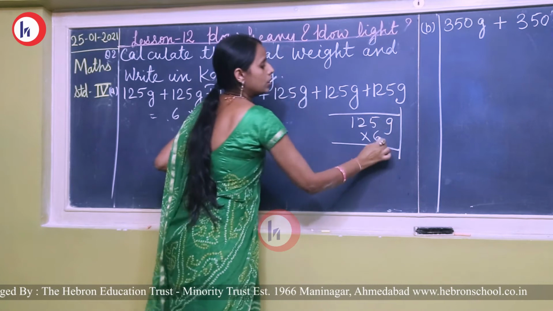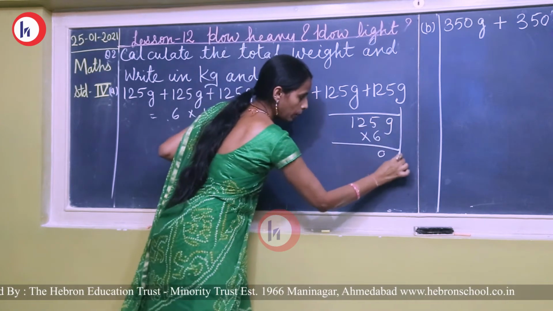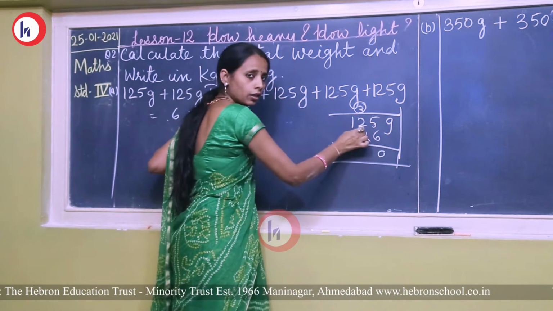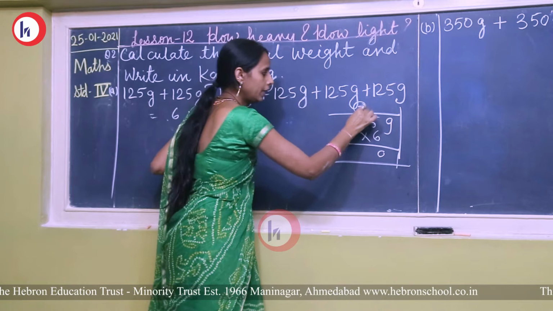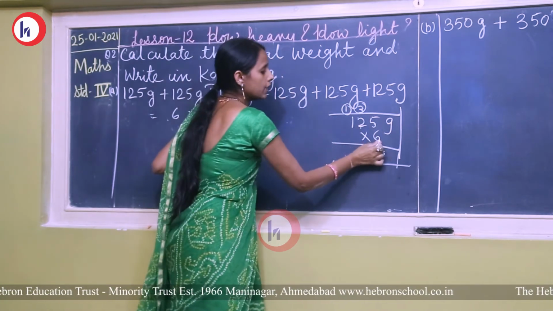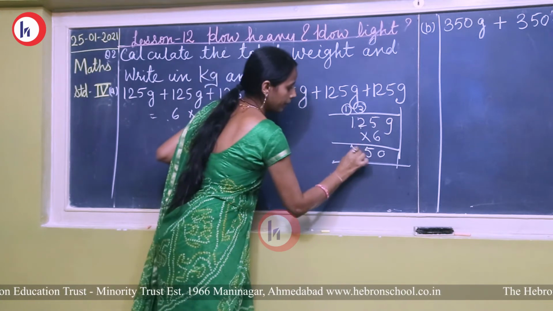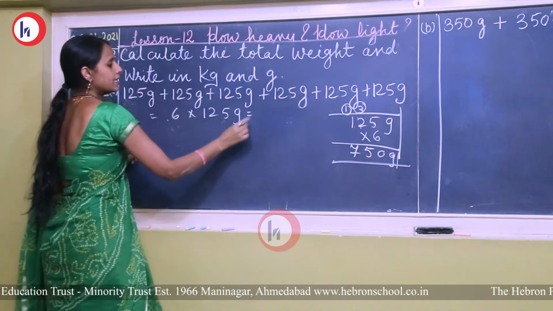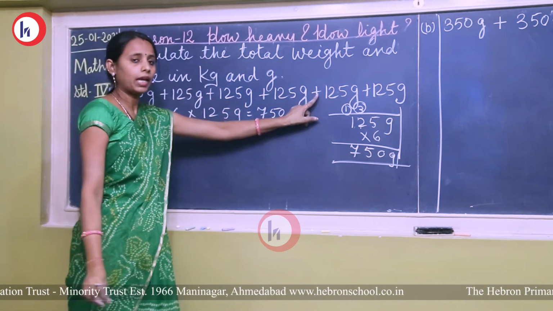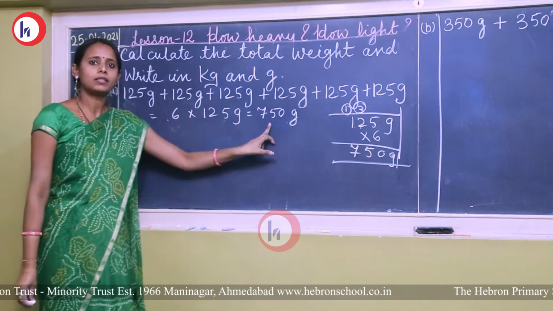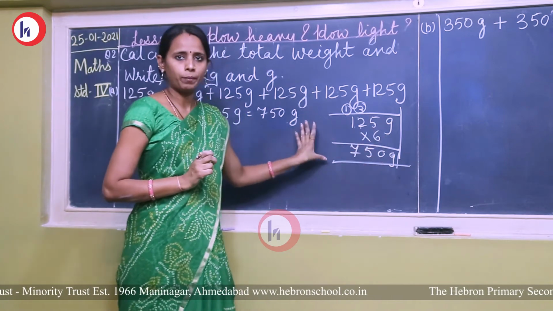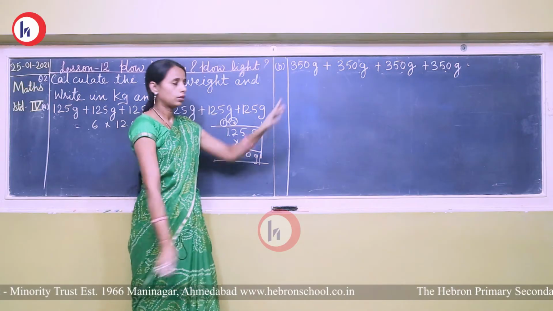Okay. 6 5s are 30. 0 will be here and 3 will be carried forward. Now 6 2s are 12, 12 plus 3, 15. 5 will be here and 1 will be carried forward. Now see, 6 ones are 6, 6 plus 1, 7. So the answer is 750 gram. अगर हम इसको add भी करेंगे then we will get our answer 750 gram. So instead of adding we will multiply. Okay, see the next question.